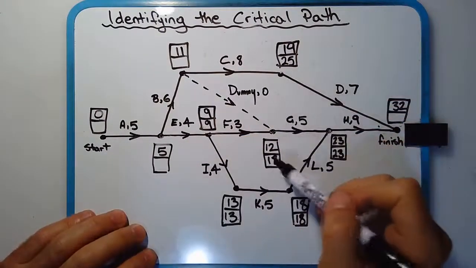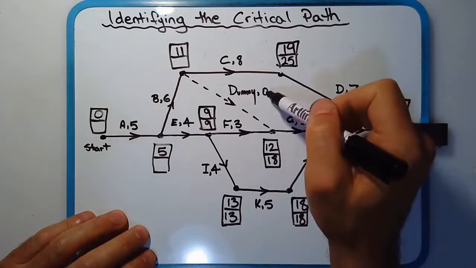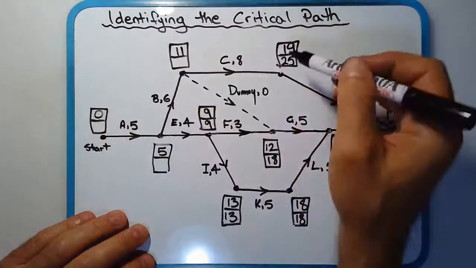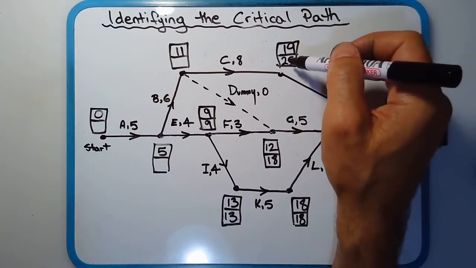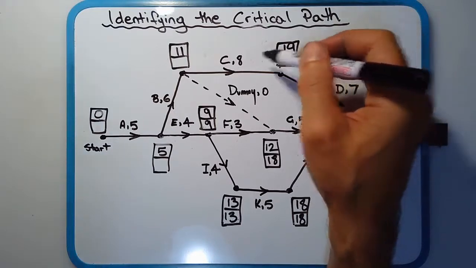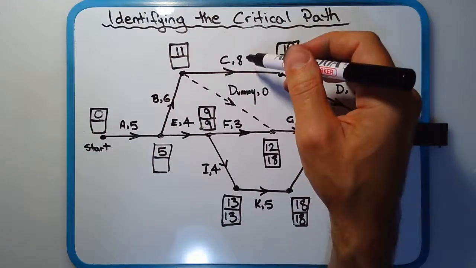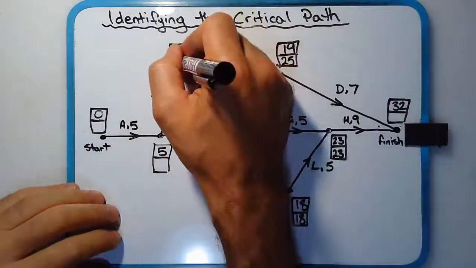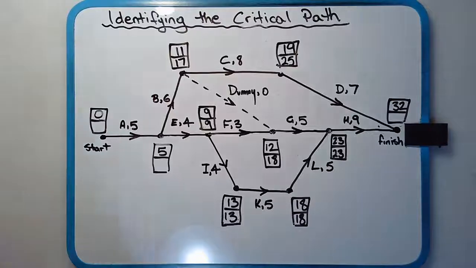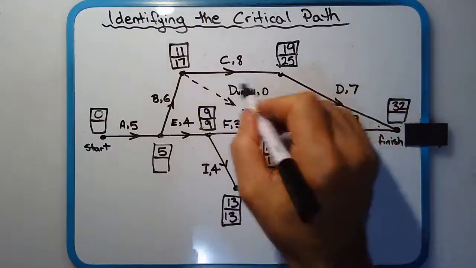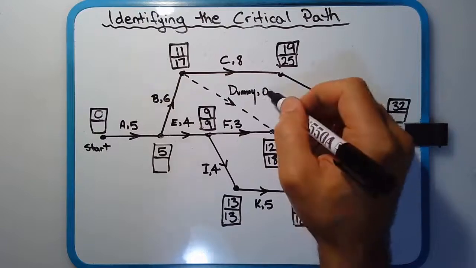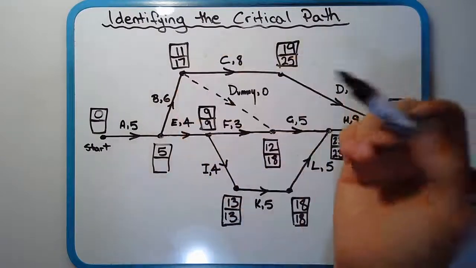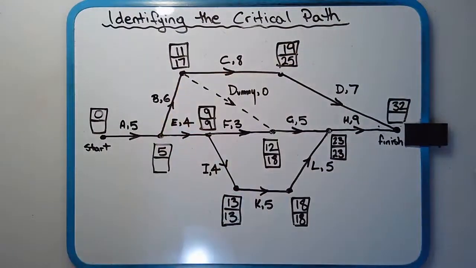Now, 18 minus 0 is 18. And we've also got 25 minus 8 is 17. So we put the lower of the two numbers, so we're going to put 17 here. Hope that makes sense. So again, we treat the dummy activity as an activity. It's worth 0. 18 minus 0 is 18. 25 minus 8 is 17. We put the lower of the two numbers.